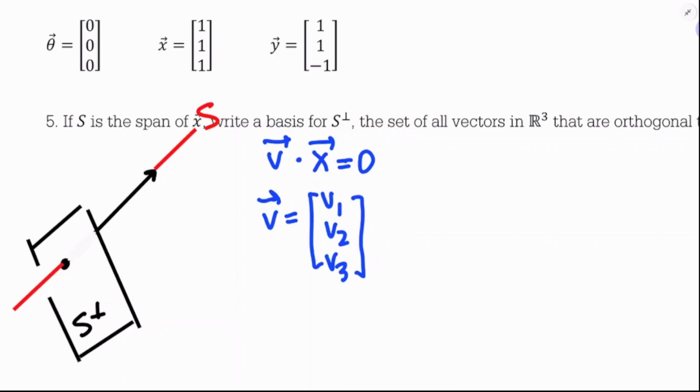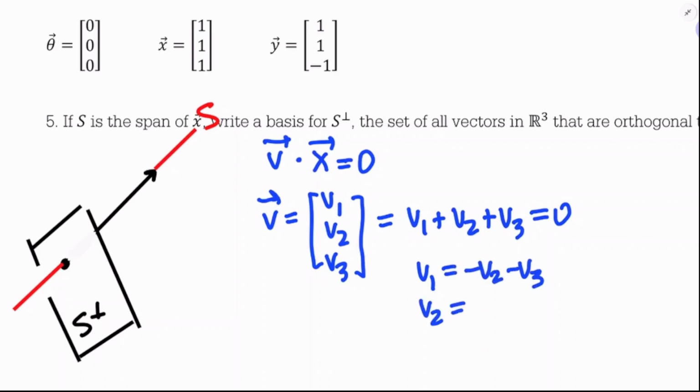All right, so that means that V1 times 1 plus V2 times 1 plus V3 times 1 needs to equal 0. And then I'm going to say that V1 equals negative V2 minus V3, V2 equals whatever it wants, and V3 equals whatever it wants. Then we factor out the V2 and the V3 from this generalized vector that's starting to appear on the right of the equal signs there.